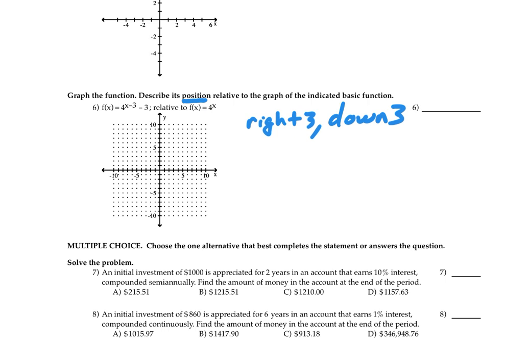And then the big thing here is that this is now going to be my asymptote. My original function, 4 to the x, is a growth function, and we're taking that whole thing and shifting it right 3 down 3. Okay. For me, I like to graph both just to see that it's moved right 3 down 3. So a lot of times I'll graph both of them, but you really only need to graph the x minus 3, minus 3.